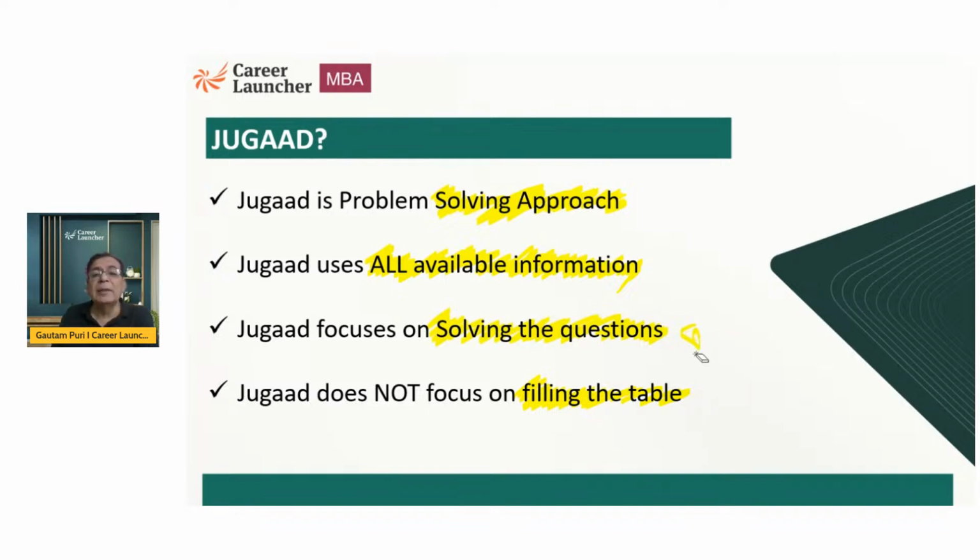To me, filling up the table in our process is incidental. So even if we have to fill up the table, we'll look at the requirement of the question and accordingly fill up the table. So filling up the table can be done, but we will do it as per the requirement of the questions. So it is the information which is available in the question which we'll use and solve the set in a way so that we need to do the bare minimum filling up the table also, which helps us save time.